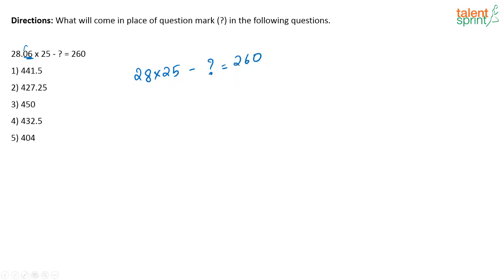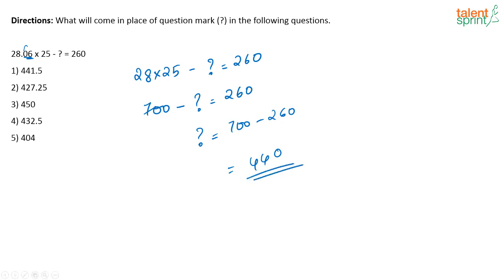Now, what is 28 into 25? You know, it is 700. So, 700 minus question mark is equal to 260. What will come in the place of question mark? 700 minus 260, what will the answer be? 440 approximately. Closest option is 441.5. Mark that as the answer option.